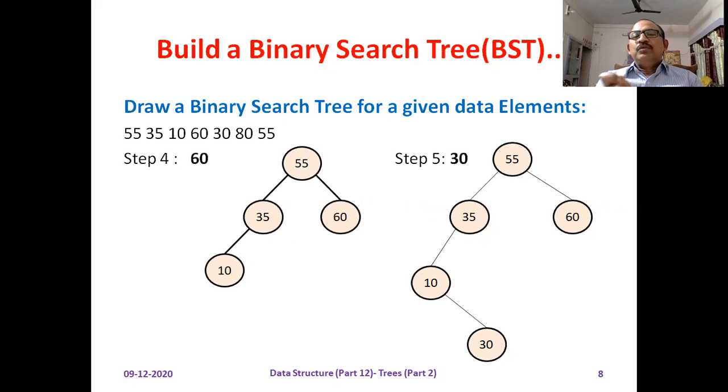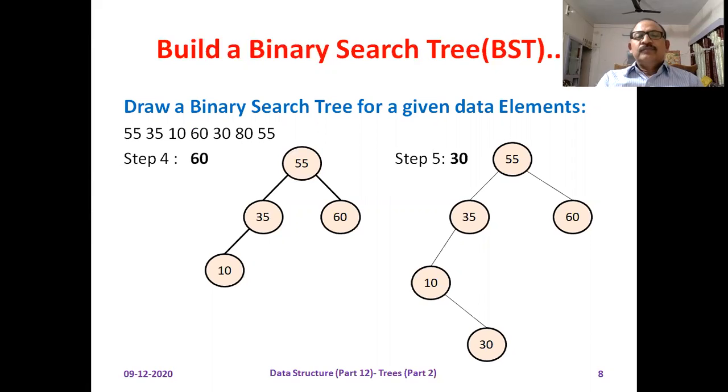Compare this 30 with the root node 55. It is less than 55. Therefore, we will go in the left subtree. Again compare this 30 to 35. Here we see 30 is less than 35. Then we will again go to the left subtree of 35. Now compare this 30 to 10, and here we see that 30 is greater than 10. Therefore, we will attach this 30 as the right child of node 10.